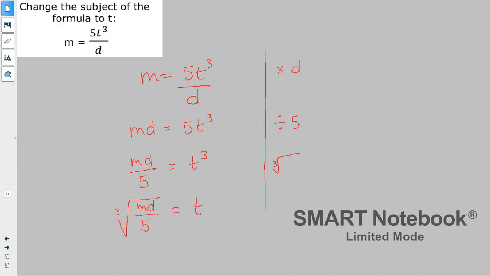And that equals t. And if you wanted, you still get the final answer for that, all the marks for that, but you can write it round the other way, which I always prefer to do. Okay, and that's your final answer.